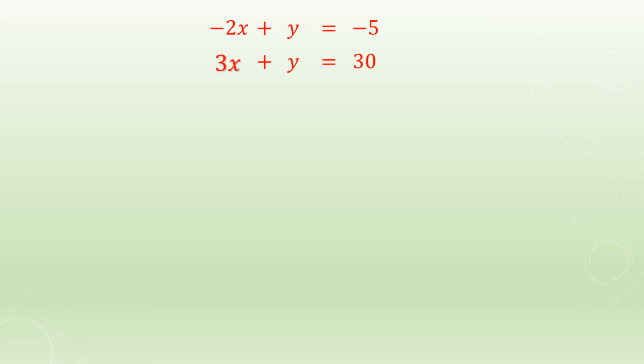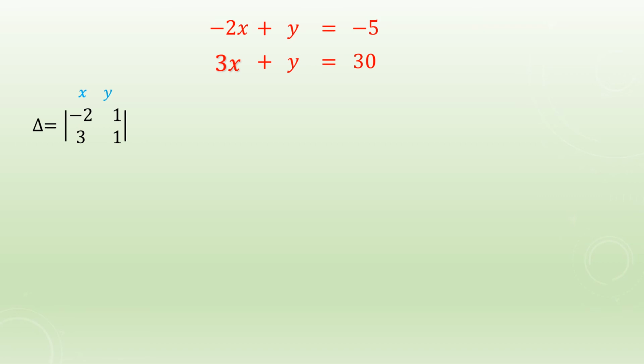The first step is delta. Delta is the determinant of the coefficients of x and y. For delta x, I replace the coefficients of x with the constants, and for delta y, I replace the coefficients of y with the constants. Let's go. For delta, the coefficient of x in the first equation equals negative 2, and in the second equation equals 3. The coefficient of y in the first equation equals 1, and in the second equation equals 1.